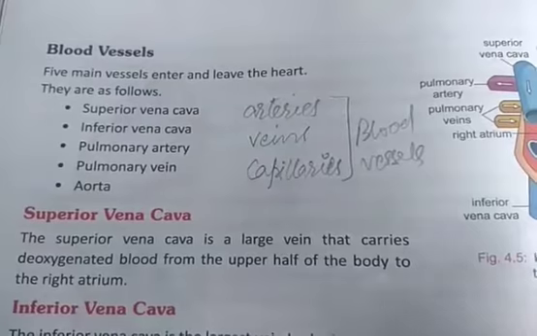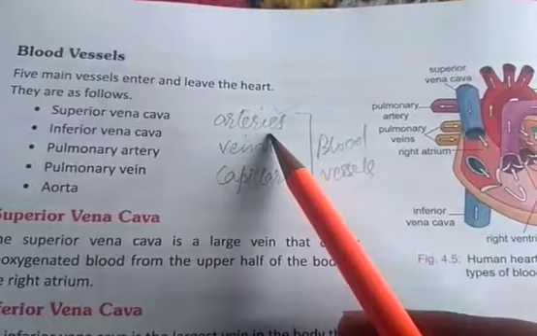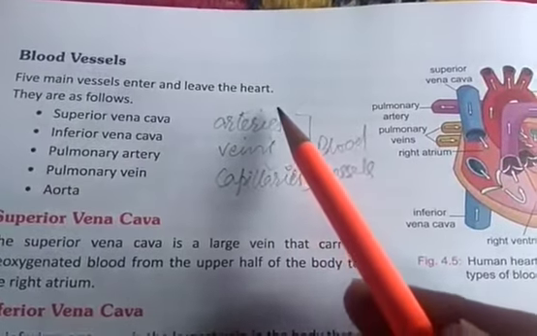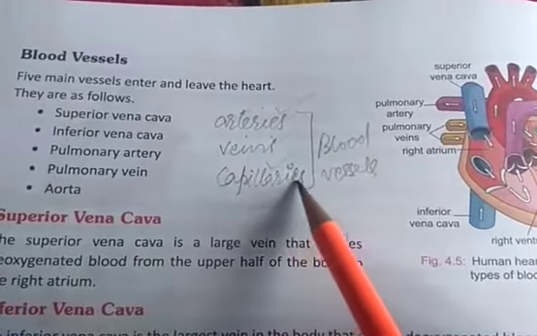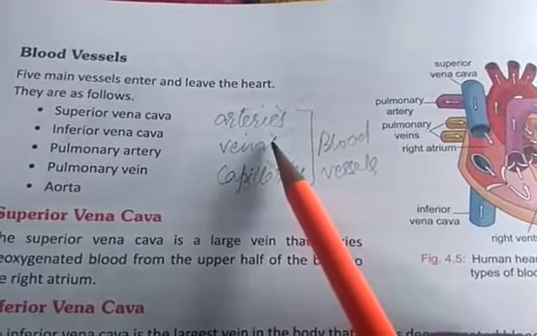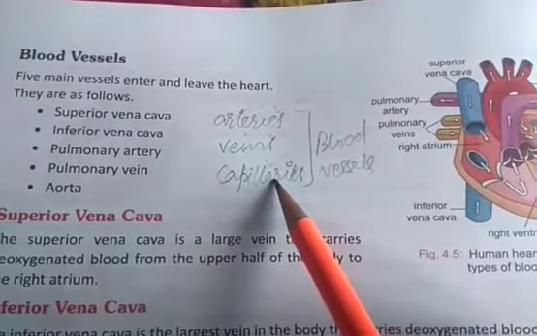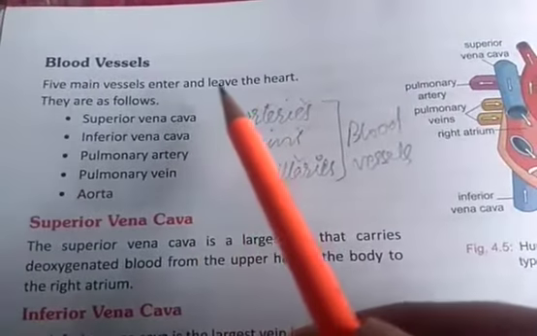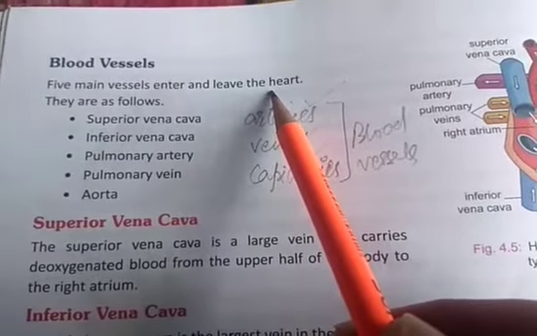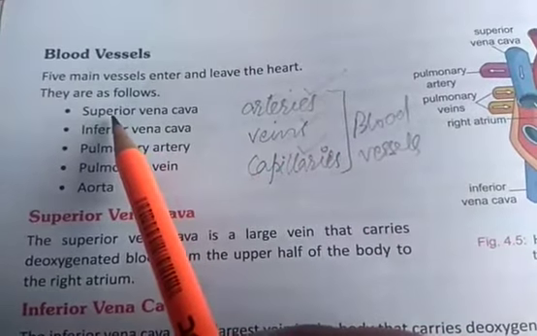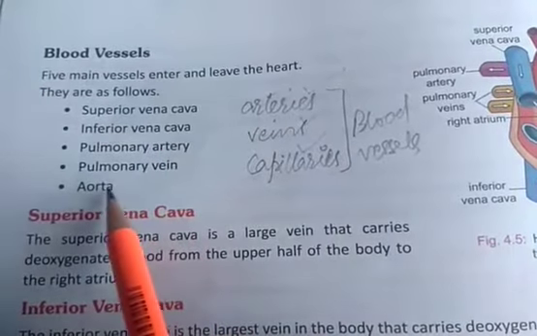Now, students, you know that there are three types of blood vessels, namely arteries, veins, and capillaries. Arteries are generally the thickest, and capillaries are the thinnest, and veins have a size in between that of arteries and capillaries. But when we talk about the heart, five main vessels enter and leave the heart: superior vena cava, inferior vena cava, pulmonary artery, pulmonary vein, and aorta.